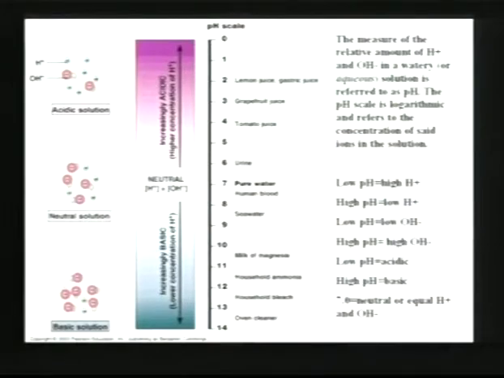Okay, 7.0 is neutral, right? For example, distilled water has a pH of 7.0, and what that means is that you have an equal concentration at any given time of hydrogen ions and hydroxyl ions.